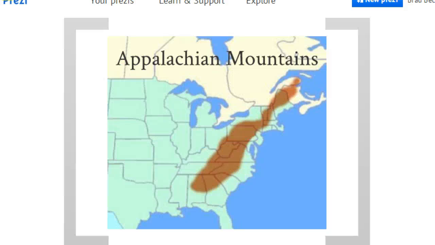As this map indicates, the Appalachian Mountain chain stretches from Maine in the north through to northern Georgia and Alabama in the south. And it was the first barrier that the colonists ran into as they landed along the Atlantic coast. So it was between the Atlantic coast and the Appalachian Mountain chain that we have our first 13 colonies develop.